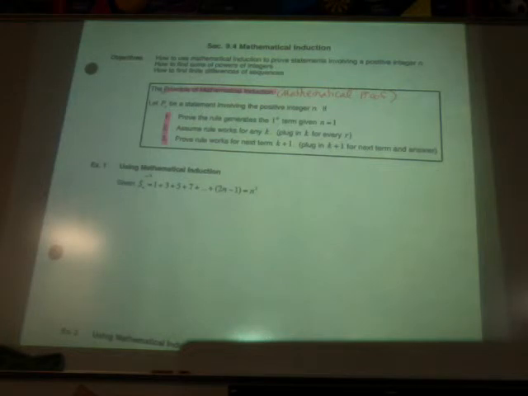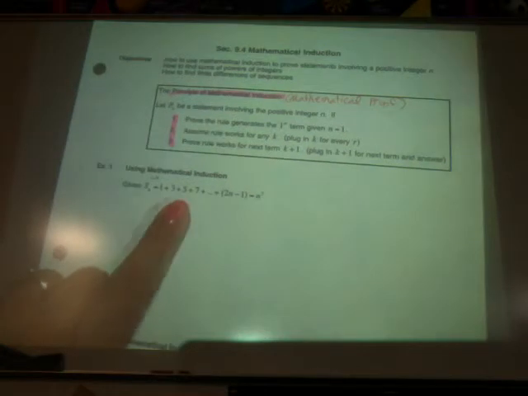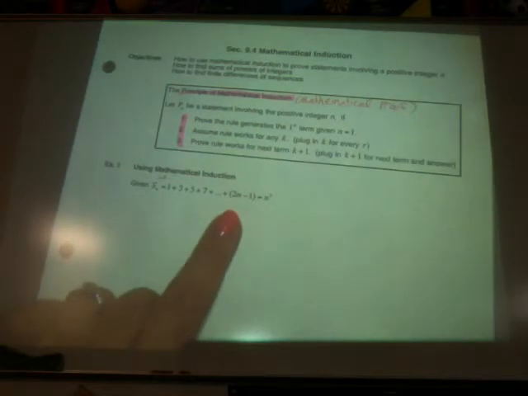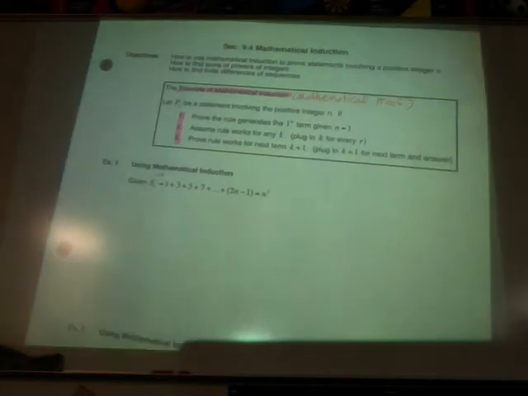So the first step says that you're going to let P sub n be a statement involving the positive integer n. Okay, well, that's just a bunch of gobbledygook. If we look down here, we have a sum of I don't know how many numbers. The sequence looks like this, 1, 3, 5, 7, and it goes on in that pattern infinitely. And then they have this 2n minus 1, which we'll talk about in a minute. And this whole sum should equal n squared. So the sum of that sequence is just n squared. Okay? So we're going to prove that that's true.